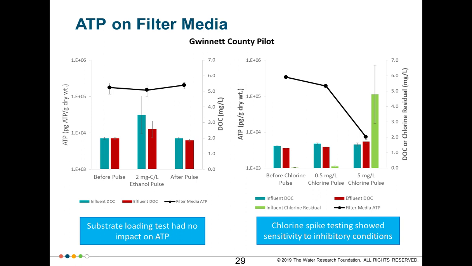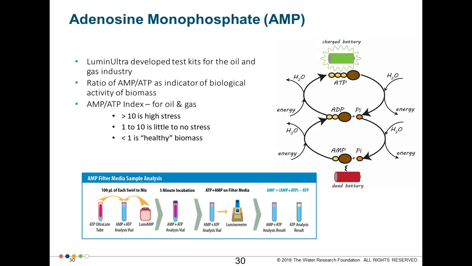And so what we learned from this was that ATP, again, was an indicator of biomass, where if you add disinfectant, you're going to slough off and kill your biomass. But if you add substrate, which would enhance biological activity, there really was no change in ATP.